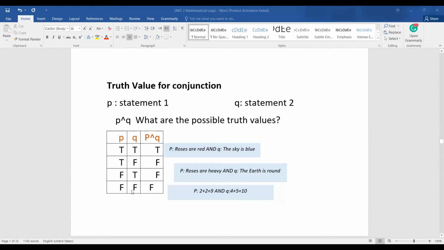Next, when both P and Q are false, when both the statements are false, it will obviously give us a false compound statement. We have P, 2 plus 2 is 9, and Q, 4 plus 5 is 10, which are both false. 2 plus 2 is not equal to 9, and 4 plus 5 is not equal to 10. So false and false gives us a false compound statement for and.